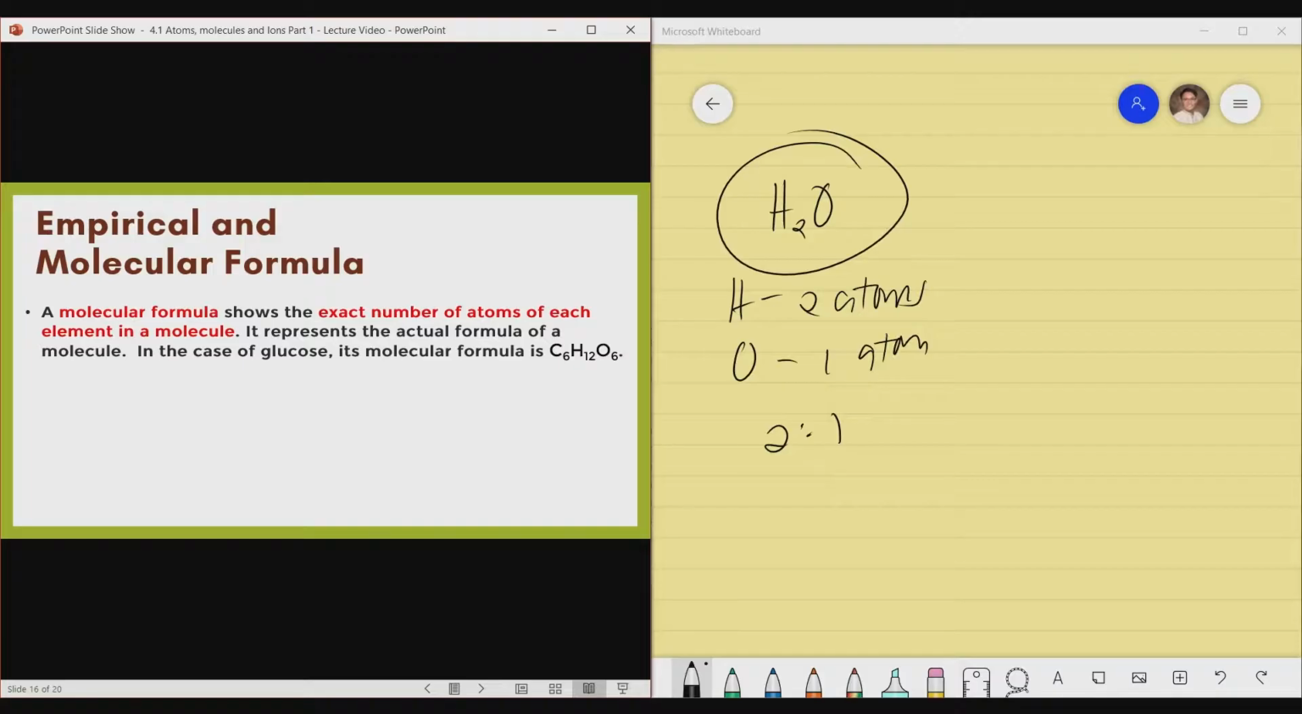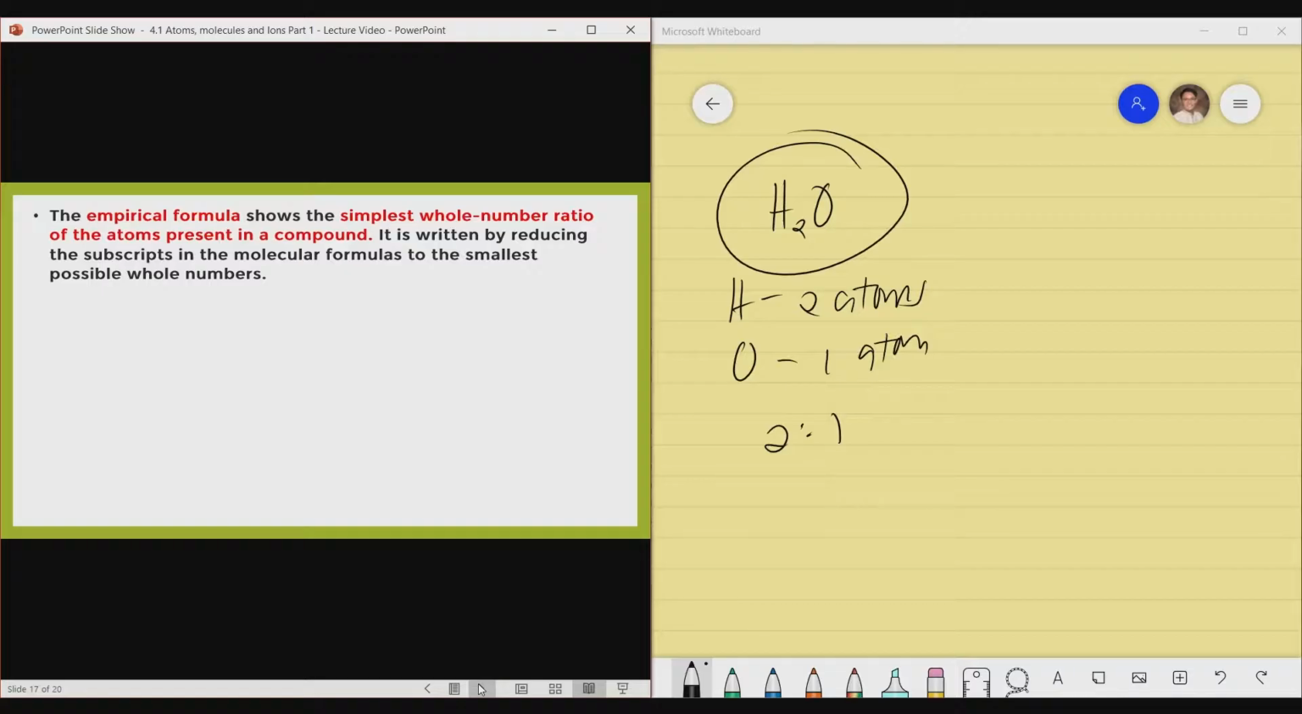Okay? Molecular formula is the exact number. Yun yung keyword, exact. Example is glucose, C6H12O6. That means in a molecule of glucose, it contains 6 carbon atoms, 12 hydrogen atoms, and 6 oxygen atoms. Okay, again, keyword is exact.